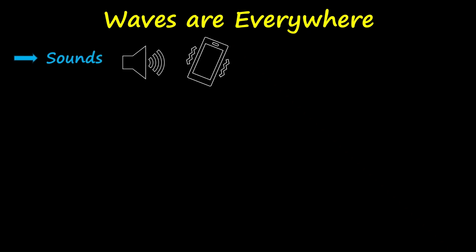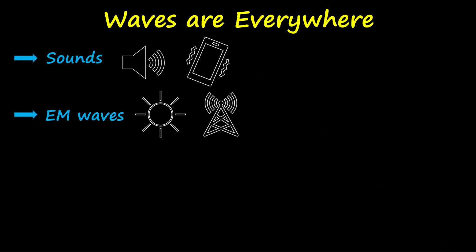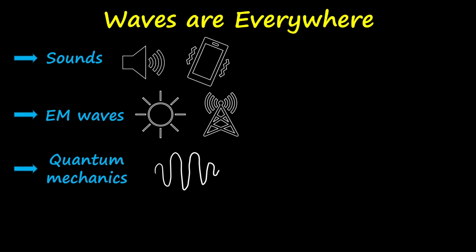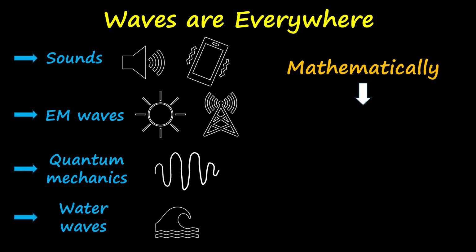In physics, we come across different types of waves: sound waves, electromagnetic waves, matter waves in quantum mechanics, and water waves. Now, mathematically, the wave equation is represented like this. And here we can see two different signs, one plus and one minus. Now, what does this sign really mean?